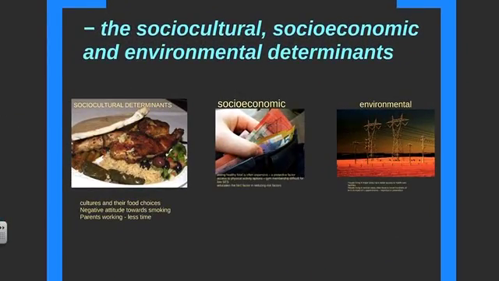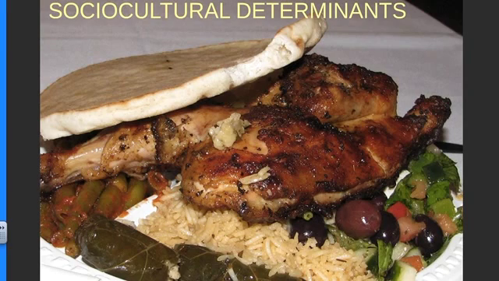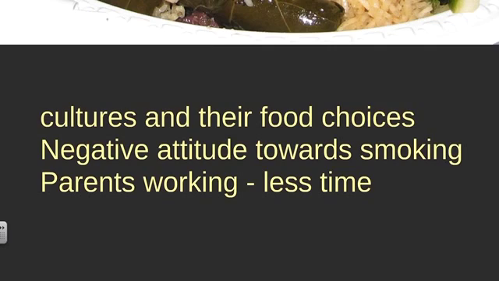The socio-cultural, economic and environmental determinants. So these are the 3 areas that we often look at to see what increases the rates of CVD. So in terms of looking at socio-cultural determinants, I'm going to come up with 3. So different cultures and their food choices. So we'll have a look at, we'll pick on the Greeks here.